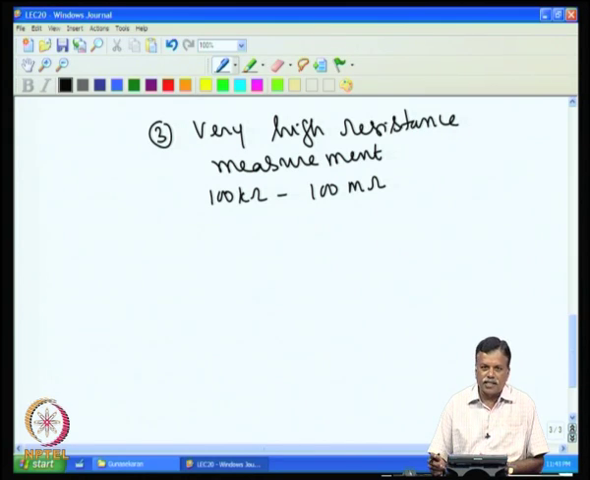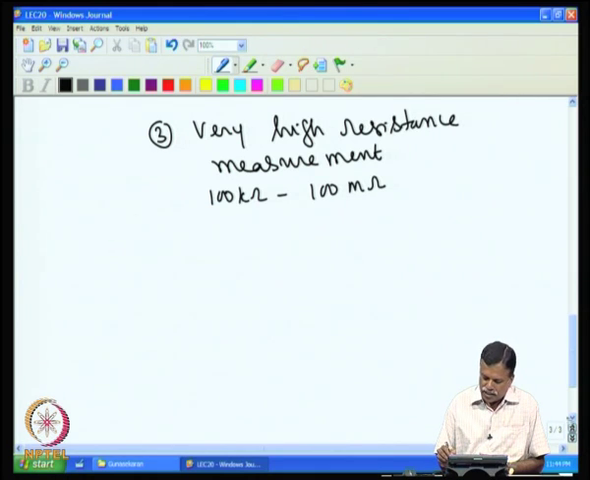So, we have seen three types of measurement: very low resistance, medium range resistance, and high range resistance. Each one needs a different technique, because what is applicable in high resistance measurement may not be good for medium range, and what is applicable for medium range may not be good for low range resistance measurement. So, we have to understand where the errors are coming from and what type of circuit to use for each case. That is what we will see now.